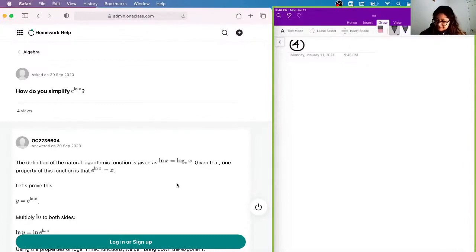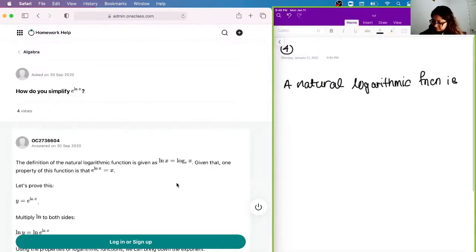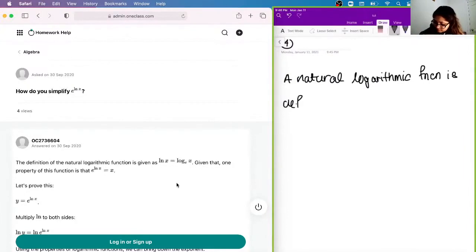So, a natural logarithmic function is defined by the logarithmic function with base e.